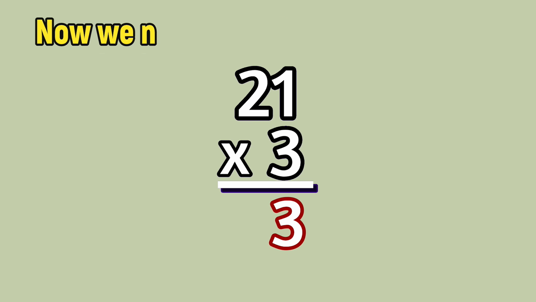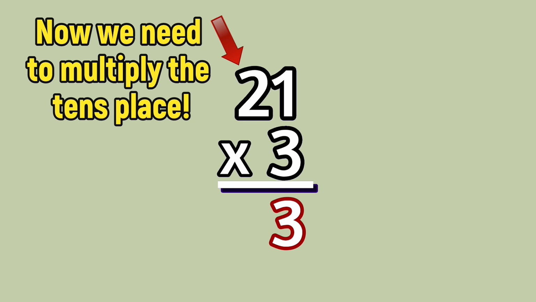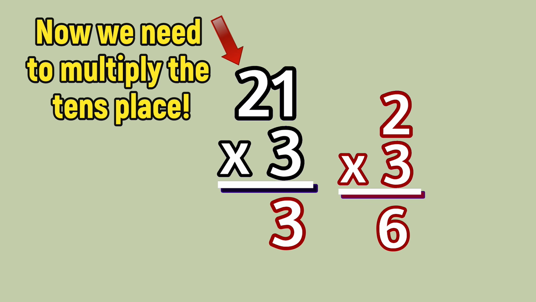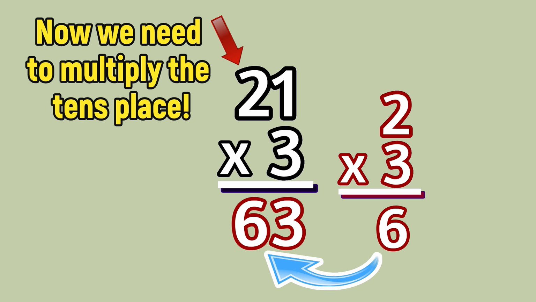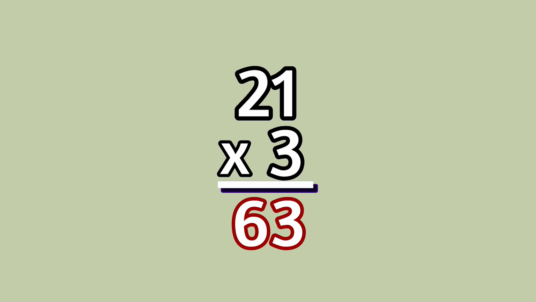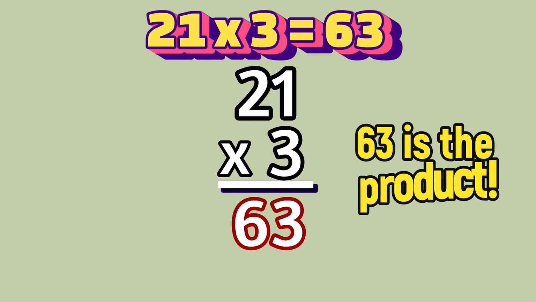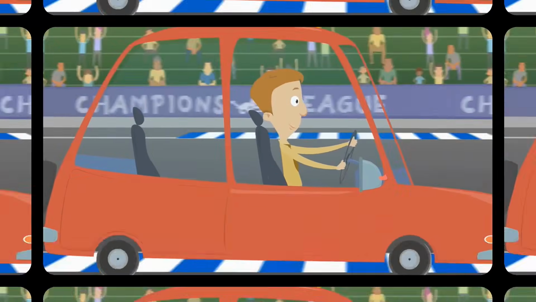Awesome. Now we need to multiply the tens place. We're going to multiply across. 2 times 3. Because we're multiplying the 10 spot, this is really 2 tens times 3. What is 2 times 3? You got it, 6. So we'll write the number 6 here in the tens place because we were multiplying the tens. And that's it. We have our answer. 21 times 3 equals 63. 63 is the product. Fantastic.